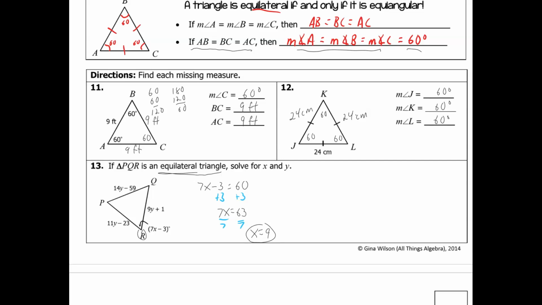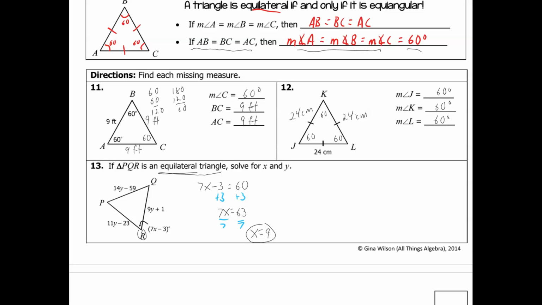Now let's find y. Now the sides are named by y. We can set any two of these equal. So sometimes students don't like when there's a choice. And I'm sorry, but this time you're going to have to make a choice. Yeah, you get to choose which two of the sides you're going to set equal in your equation. You don't need all three sides. If it's equilateral, you can choose any two.